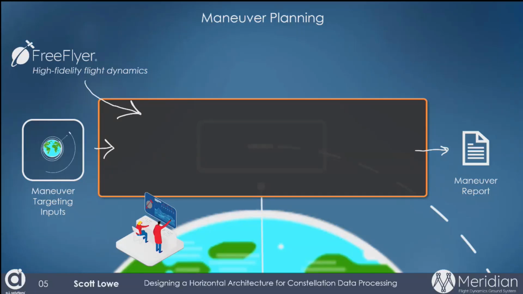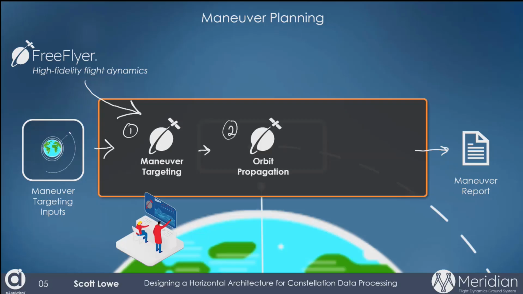We use FreeFlyer, which is our high fidelity flight dynamics tool. And it's important to remember that with a high fidelity planning tool, the data can be massive. It can be a lot of data, and it can take a long time to crunch through those numbers, even though it's a high performance tool. So each one of these steps, maneuver targeting, orbit propagation, and maneuver validation, can take some time, and it can generate a lot of data because, again, high fidelity.